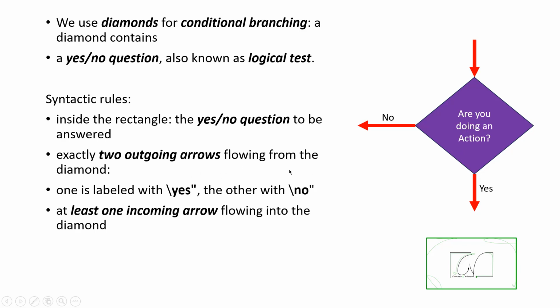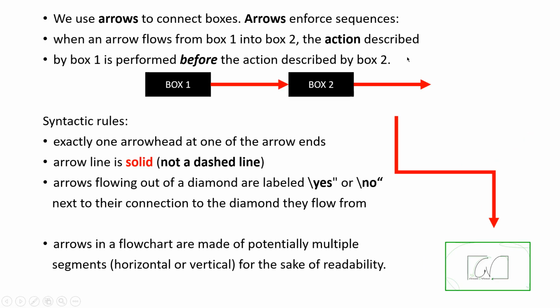Exactly two outgoing arrows flow from the diamond, and one is usually labeled yes for true, and the other no for false, and at least one incoming from on top. It doesn't have to be from another diamond. It can be from any other questions that you have.